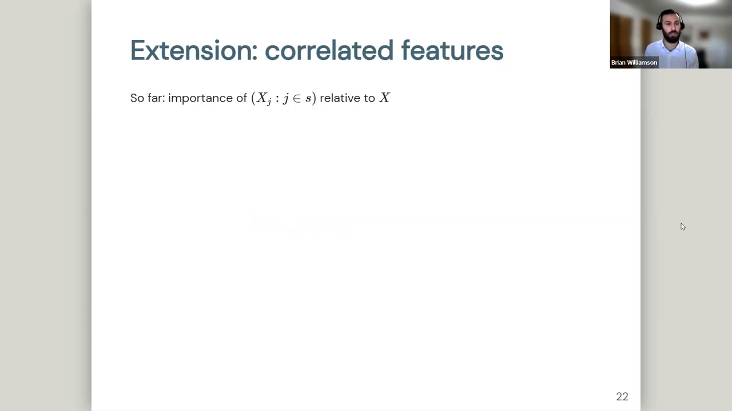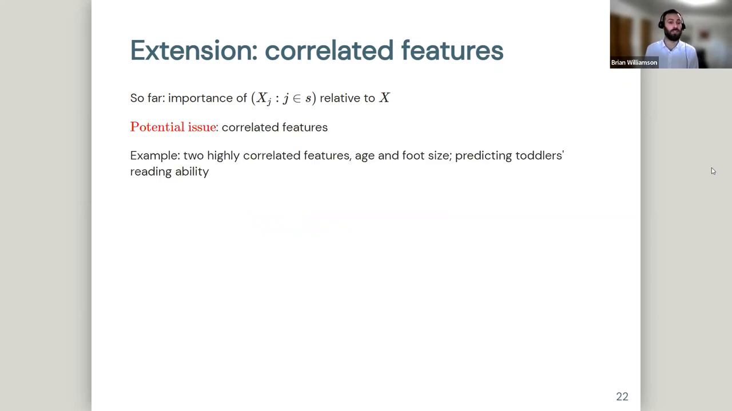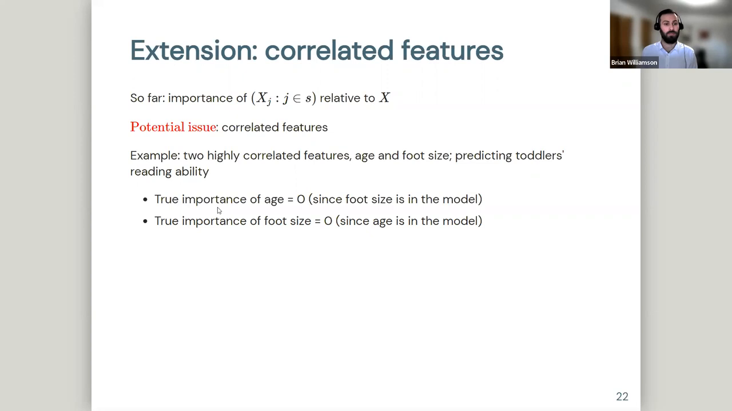Another extension that I've considered is thinking about variable importance with correlated features. So far, what I've talked about is variable importance of a set of variables relative to the remaining variables, or relative to the full covariate vector. But this becomes a problem when some of these variables are highly correlated. For example, you could consider two very highly correlated variables, age and foot size, for predicting a toddler's reading ability. Both age and foot size appear to be potentially important. But based on the definition that I've provided so far, we would say the true importance of age would be zero in this model.